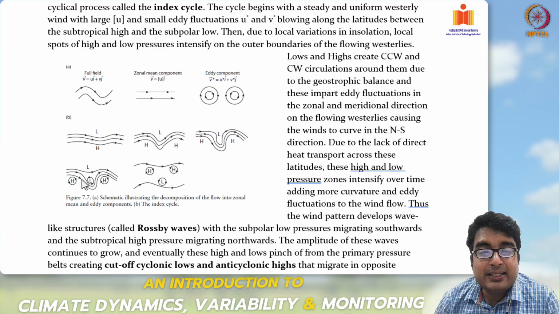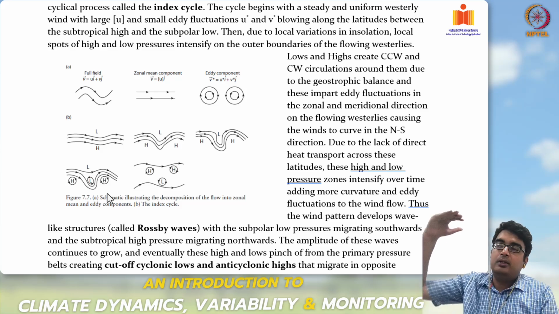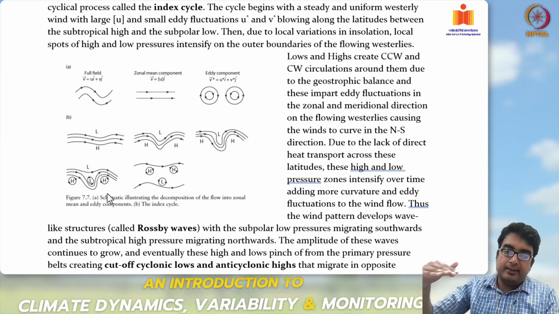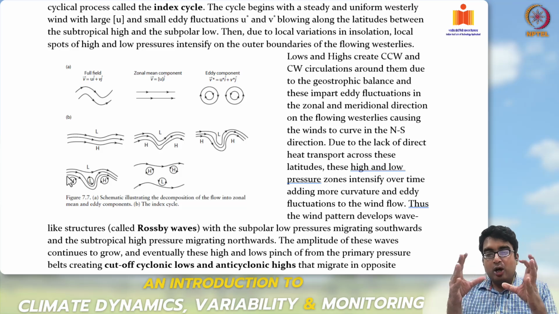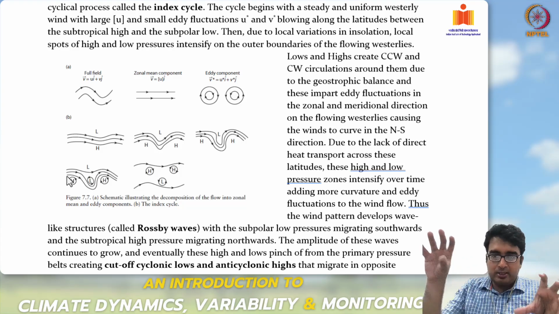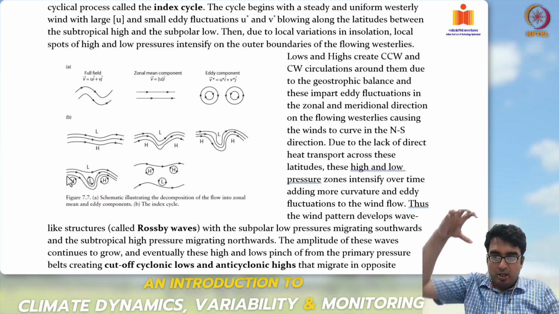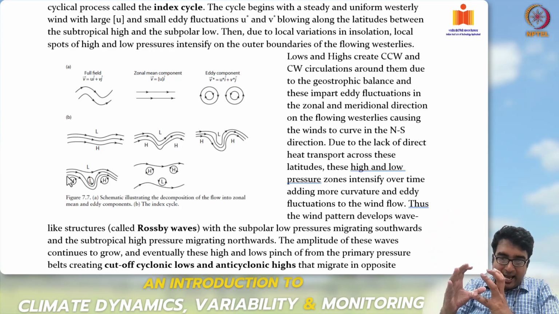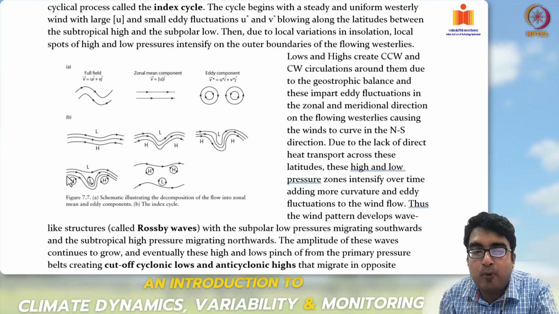Eventually, these highs and lows pinch off from the main low pressure and the high pressure zones of the polar and the subtropical belts, and they become islands of isolated pockets of high pressure and low pressure which are migrating in the opposite direction. Low pressure migrates downwards as an island pocket, and high pressure migrates upwards towards the subpolar low.